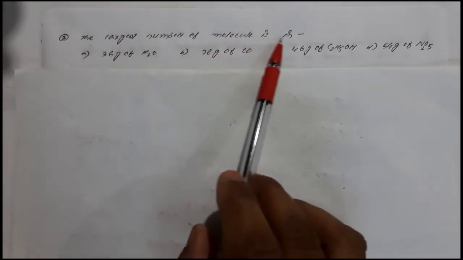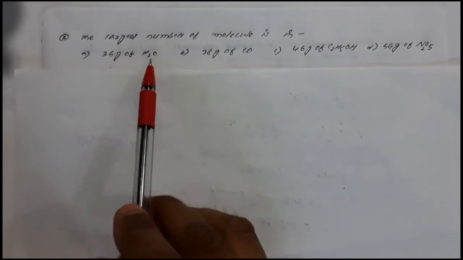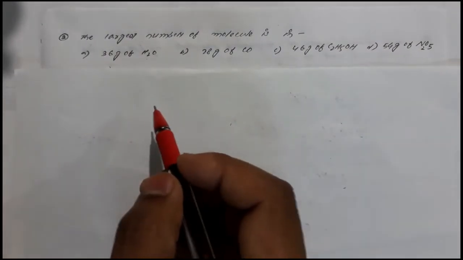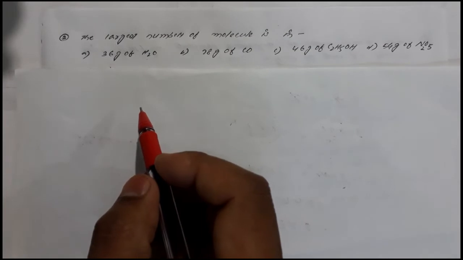Okay, so another question here. The largest number of molecules is in: 36 gram of H2O, 28 gram of CO, 46 gram of C2H5OH, and 54 gram of N2O. Now look at it, from here what you have to do is first of all try to calculate the number of moles.